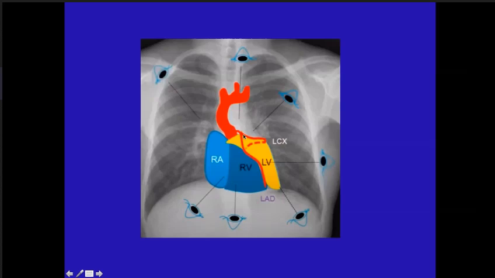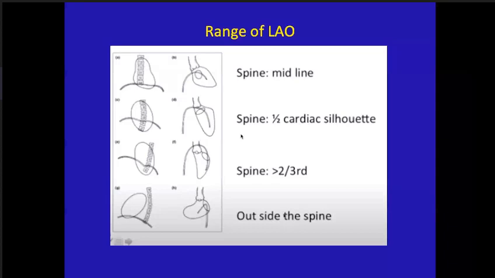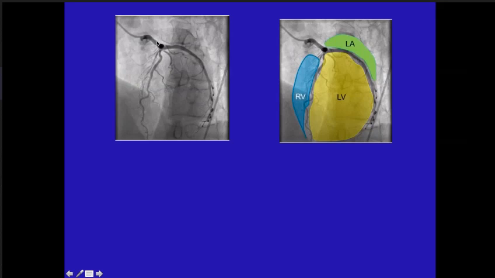On the other hand, if you do a left anterior oblique with cranial tilt, you will enlarge and elongate the proximal part of the left anterior descending artery. Yes? Okay. So when you do that, you get better views.